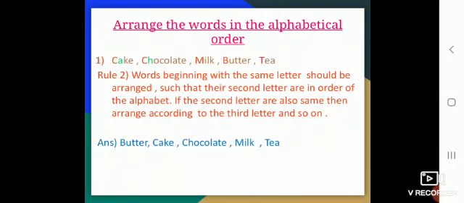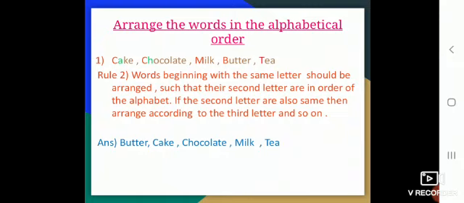But after that we have the letter C, which is a problem for us. Why is it a problem for us? As C is the beginning letter of 2 words. So how do we arrange these 2 words? Now for this we have rule number 2, right?